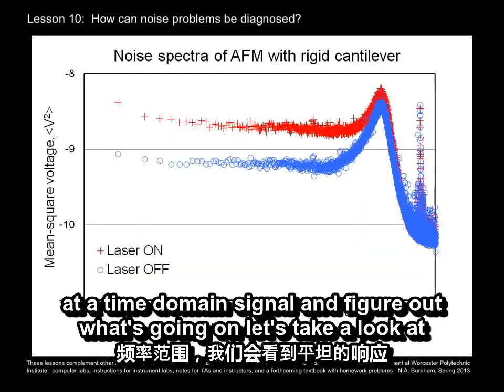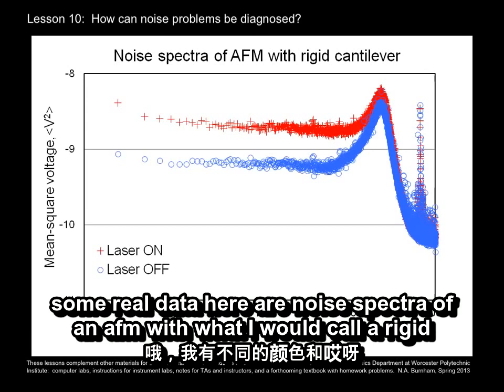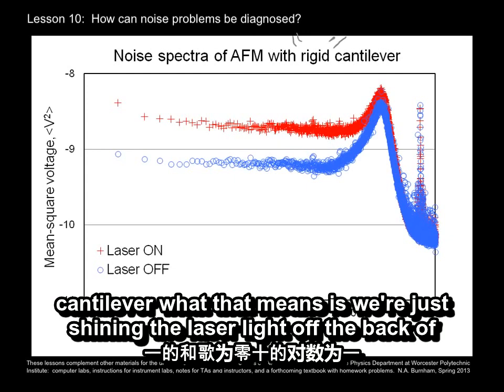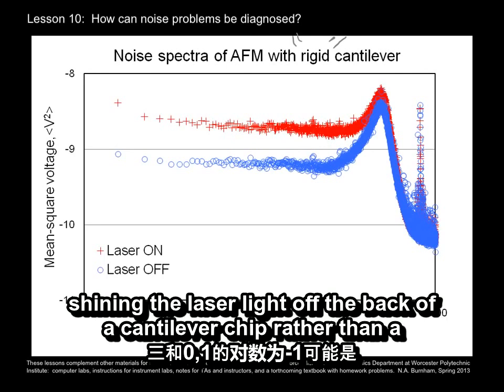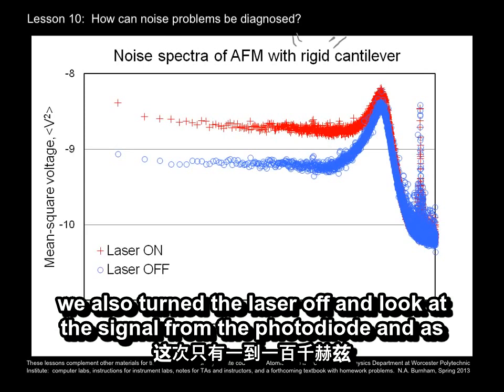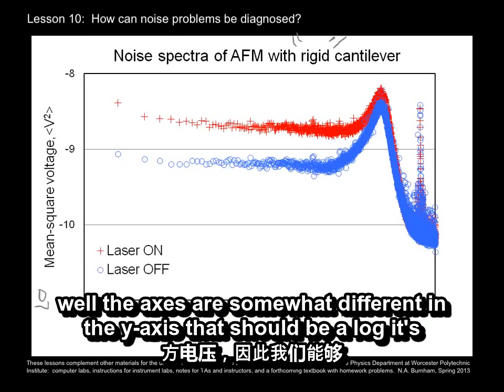Let's take a look at some real data. Here are noise spectra of an AFM with what I would call a rigid cantilever. What that means is we're just shining the laser light off the back of a cantilever chip rather than a cantilever. We also turn the laser off and look at the signal from the photodiode then as well. The axes are somewhat different. The y-axis should be a log.